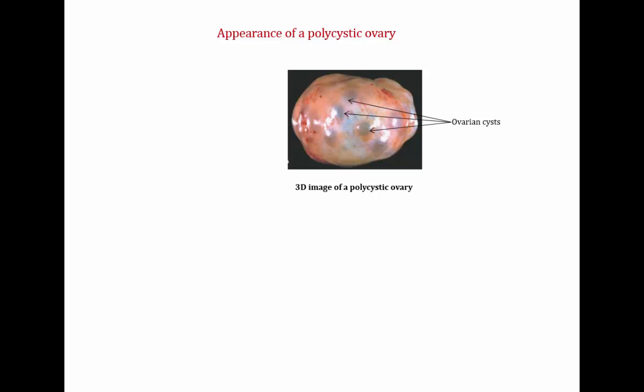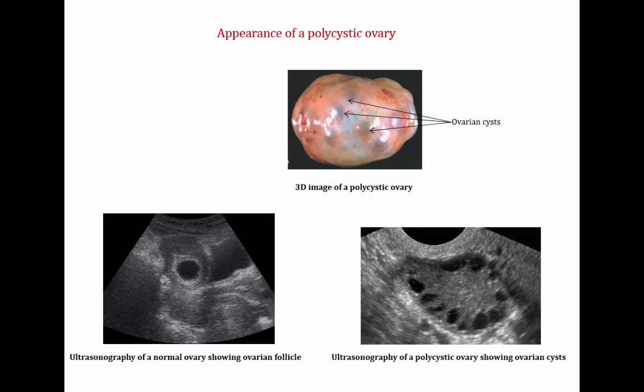This is the appearance of polycystic ovary. This is a 3D image. You can see these black spots. These are cysts present in the ovary. And upon ultrasound, this is a normal ovary and this is a polycystic ovary. See, this has only one mature follicle. You can see here, one mature follicle. Here you can see this is the outline of the ovary. Multiple cysts. If the number of cysts is more than 9, or some papers report that if it is more than 12, then it is known as polycystic ovary.